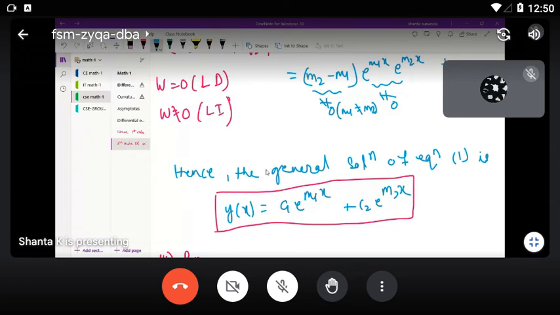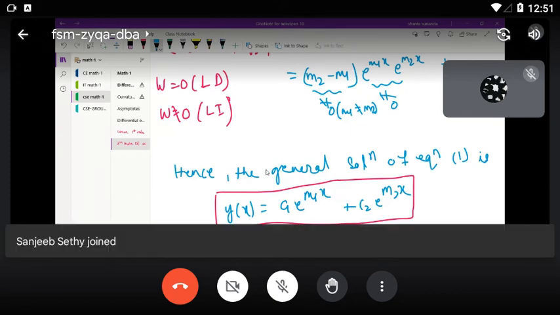If I'm writing y(x) equals c1 e power m1x plus c2 e power m2x, then for any value of c1 and c2, they will be the solution, provided e power m1x and e power m2x are linearly independent solutions. Then for any value of these two constants, that expression will give you the solution. The other way you can say it, you can have infinite solutions.